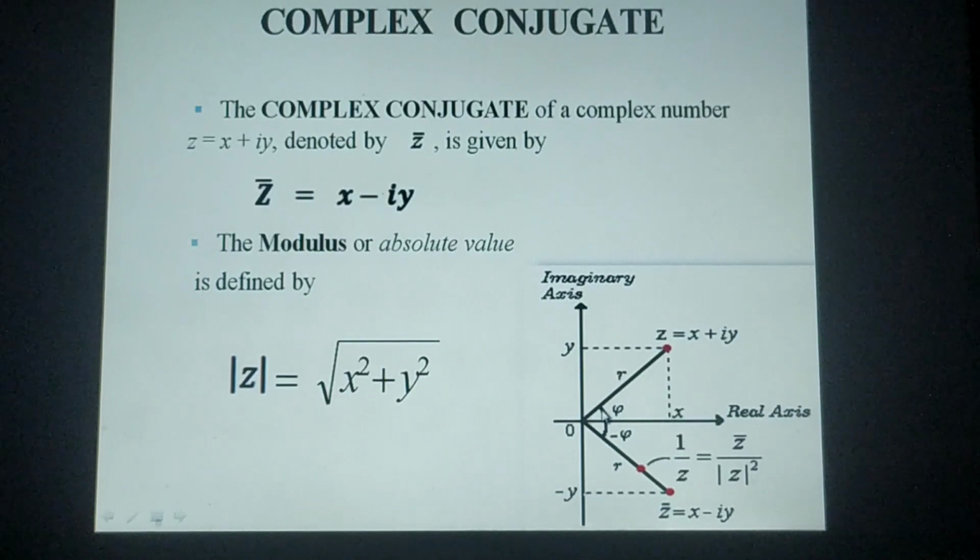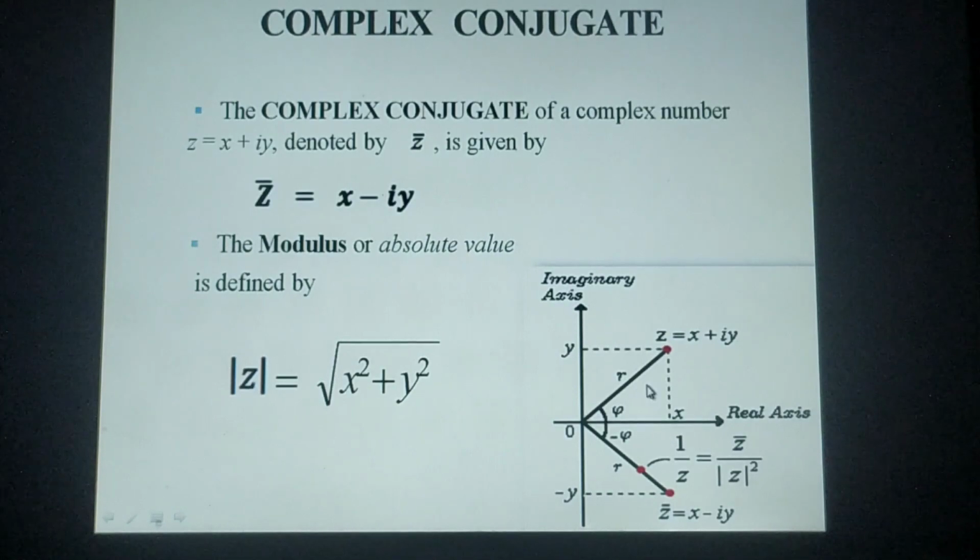Modulus is the distance between these two points, O and the point (x, y). So the distance between these two points is given by |z| = square root of x squared plus y squared.